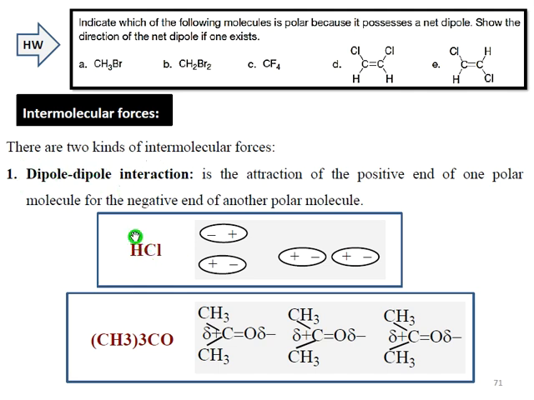Okay, look at HCl. HCl is a polar molecule. That means the chlorine will be partially negative and the hydrogen will be partially positive. The positive will attract the negative, and the negative will attract the positive end of another molecule, and this will be dipole interaction. Dipole interaction is responsible for giving different physical properties to molecules. Here for acetone we also have a dipole, which means we have dipole interaction with other molecules.